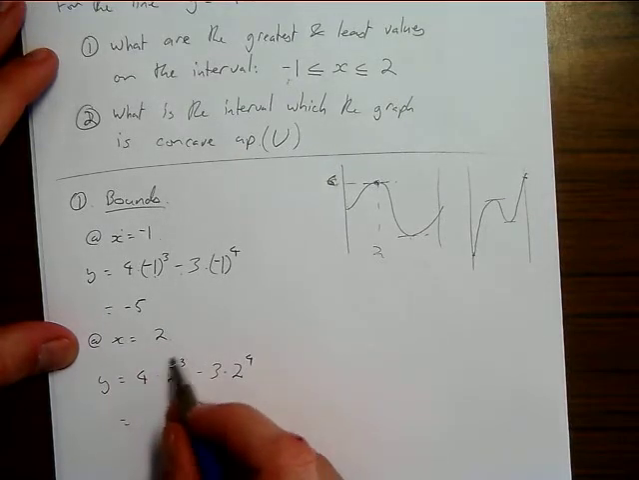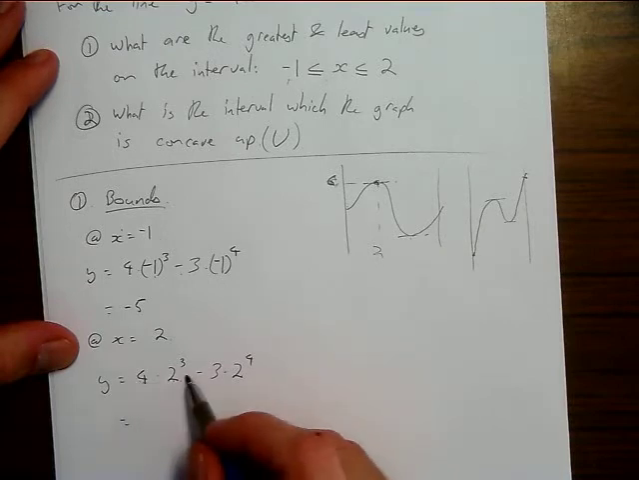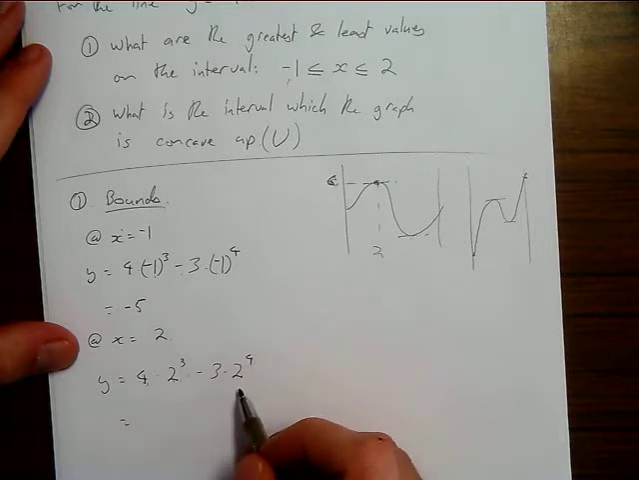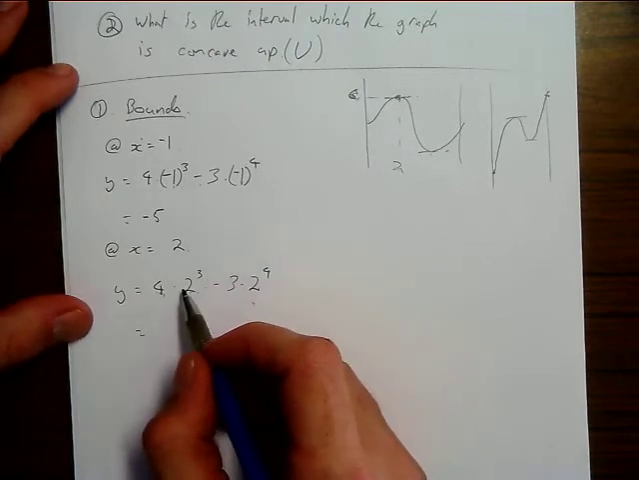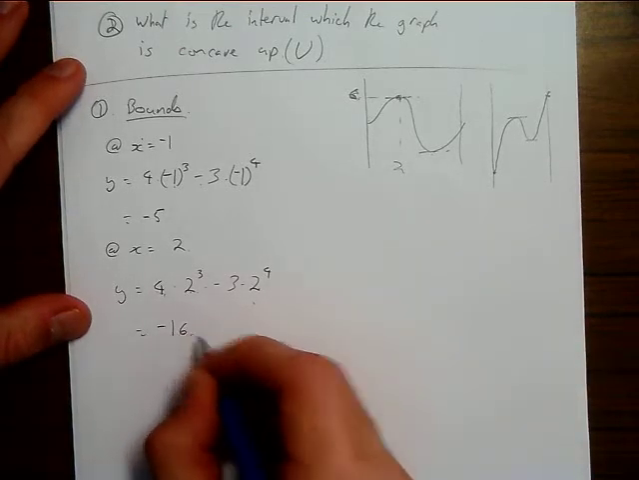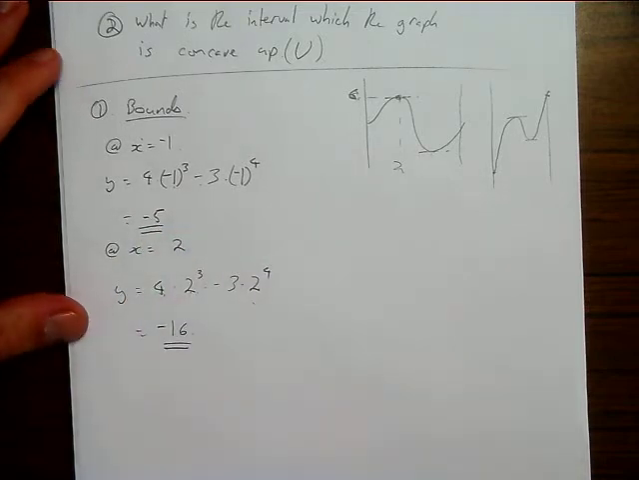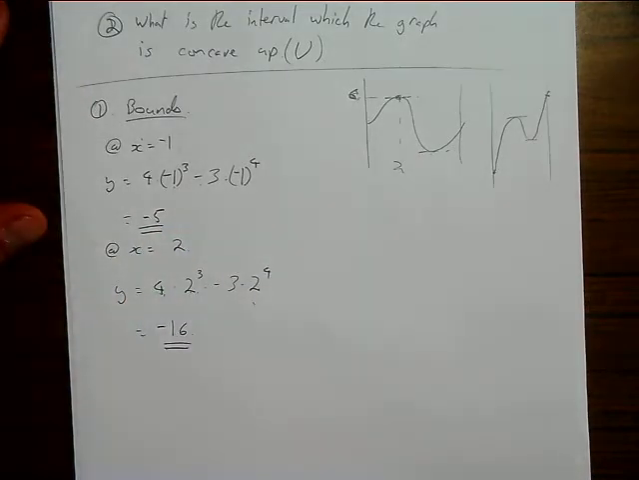So that's 8 times 4 is 32, take 48. So is that -16? Yeah. 4 times 2 cubed, take 3 times 2 to the 4, -16? Okay. So we've got these two values for our bounds. There's always going to be two bounds.